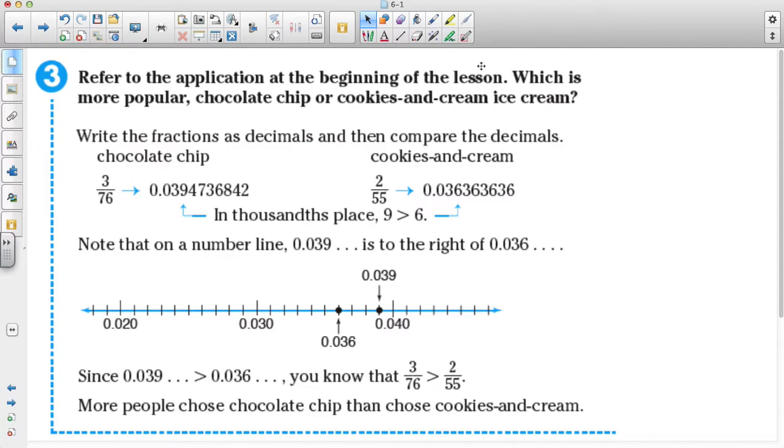So even at this point, you don't have to go to the number line. By just knowing that 9 is greater than 6, you already know that 3 over 76 is greater than 2 over 55. Okay, let's take a look at example number 4.